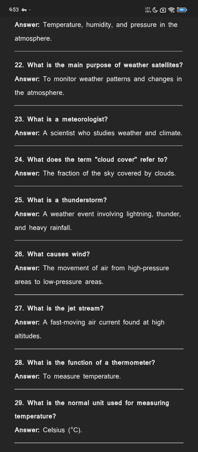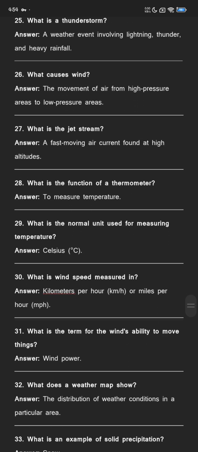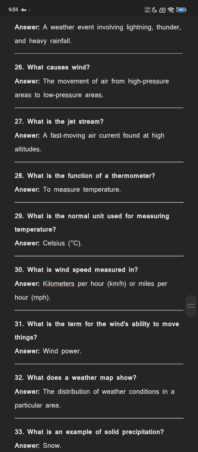What is a thunderstorm? A weather event involving lightning, thunder, and heavy rainfall. What causes wind? The movement of air from high pressure areas to low pressure areas. What is a jet stream? A fast moving air current found at high altitudes. What is the function of a thermometer? To measure temperature. What is the normal unit used for measuring temperature? Celsius.